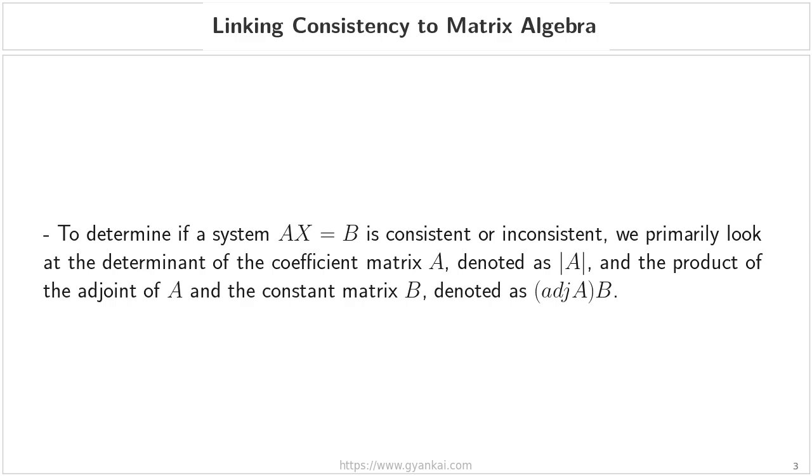To determine if a system, represented by the matrix equation A times x equals b, is consistent or inconsistent, we don't need to guess. Instead, we primarily look at two specific mathematical indicators. First, we examine the determinant of the coefficient matrix A, which we denote as the vertical bars surrounding A. Second, we look at the product of the adjoint of matrix A and the constant matrix B, which we write as the adjoint of A, all multiplied by b. These two values, the determinant and this specific product, are the keys that will tell us exactly which category our system falls into.